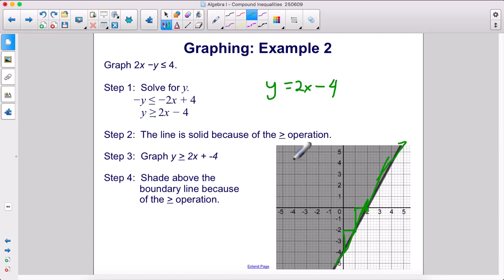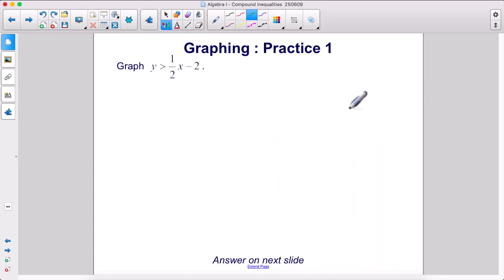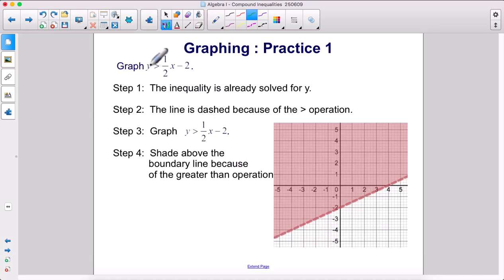And because it's greater than, we shade above the line. Graph y is greater than 1/2 x minus 2. The inequality is already solved for y, so we move on. The line is going to be dashed because it's greater than, not greater than or equal to. We're going to go ahead and graph y equals 1/2 x minus 2.